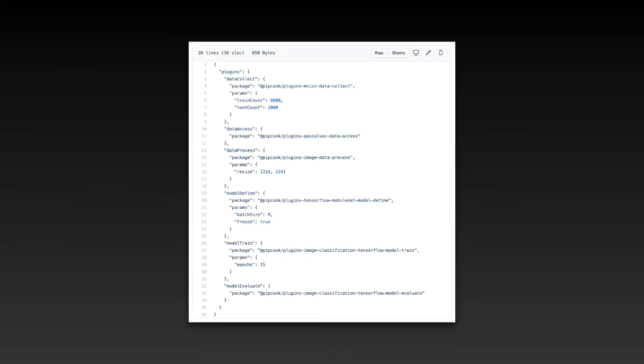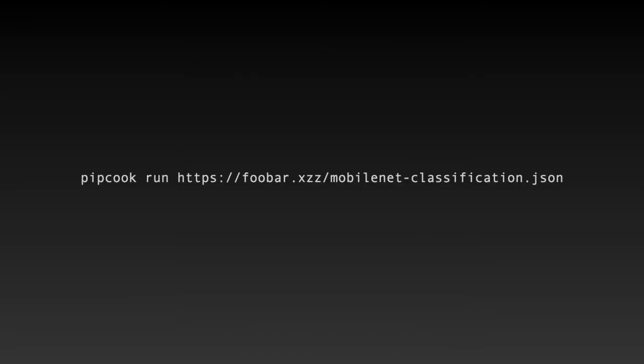So this screenshot is just about a simple pipeline. It collects the MNIST data, processes it, and does MNIST classification in TensorFlow. As you can see, within no more than 40 lines, you can define the whole process of collecting your data and training your model. And after you get the pipeline, you can run it with a single command: pipcook run, followed by wherever the JSON file is located.